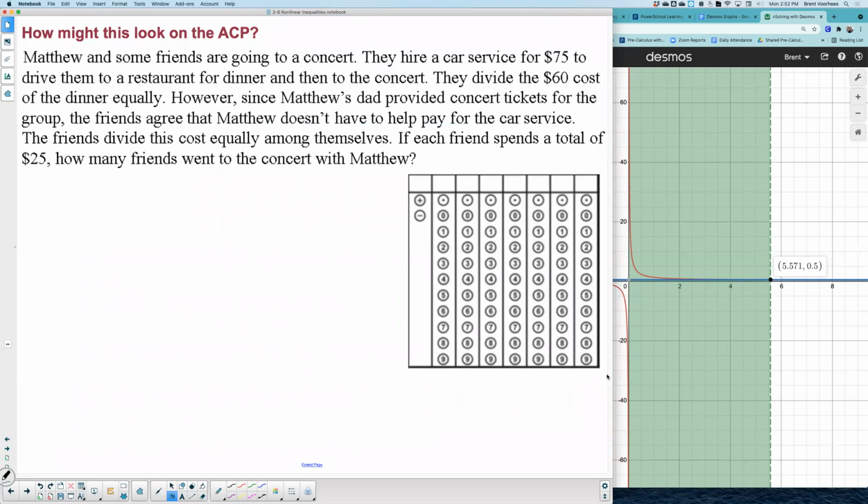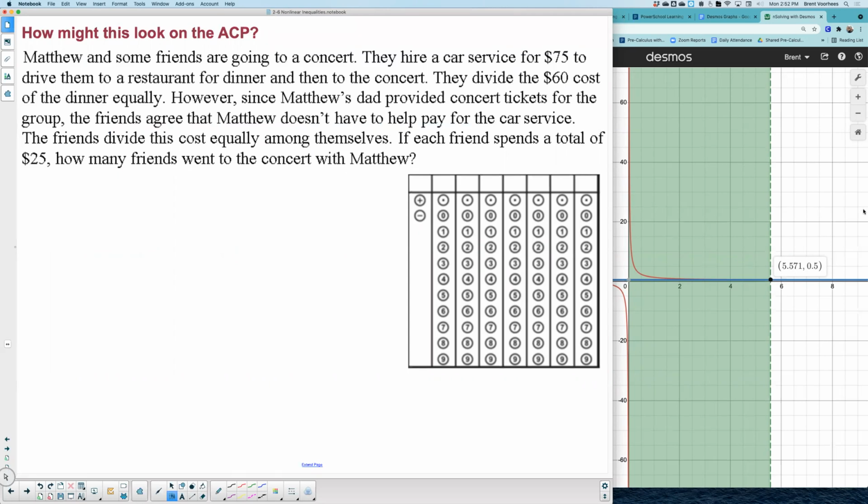Let's finish this up with the ACP problem here. It says Matthew and some friends are going to a concert. They hire a car service for $75 to drive them to a restaurant for dinner and then to a concert. They divide the $60 cost of the dinner equally. However, since Matthew's dad provided concert tickets for the group, the friends agreed that Matthew doesn't have to help pay for the car service. The friends divide this cost equally among themselves. If each friend spends a total of $25, how many friends went to the concert with Matthew?